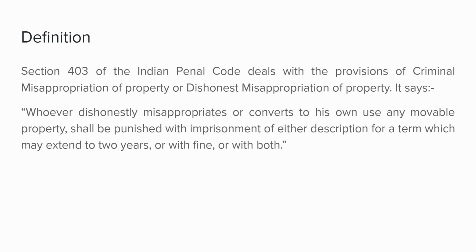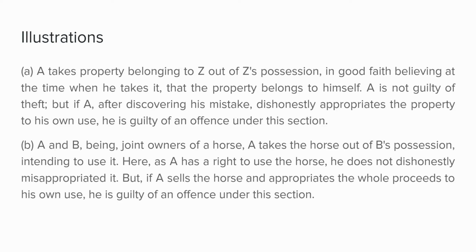What it says is that whoever, any person, with dishonest intention appropriates or converts any movable property for his own use, that is called criminal misappropriation of property or dishonest misappropriation of property. Those persons who commit that offense shall be punished with imprisonment, that is, he or she shall be put in jail for a term which may extend to 2 years, or the person has to give a certain amount of fine, or both. Now we will come to some illustrations.